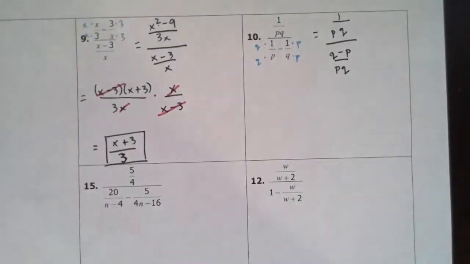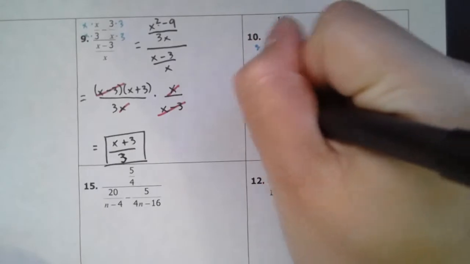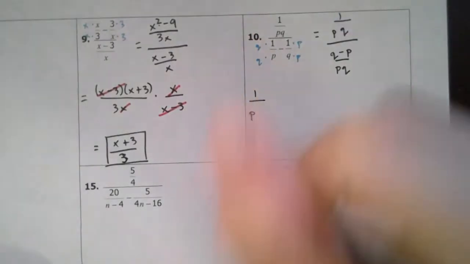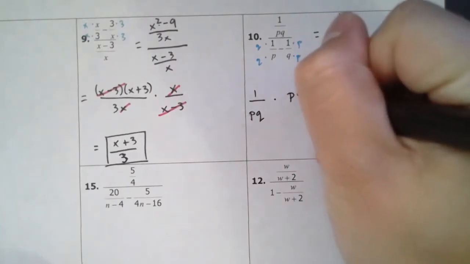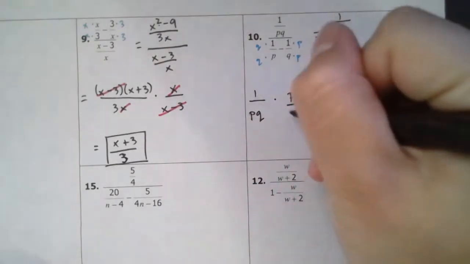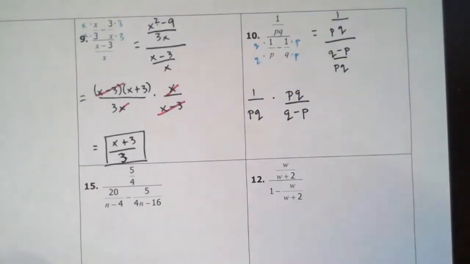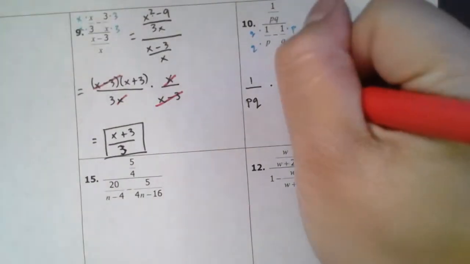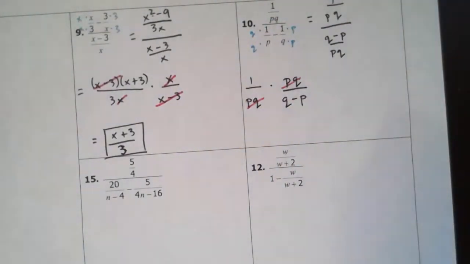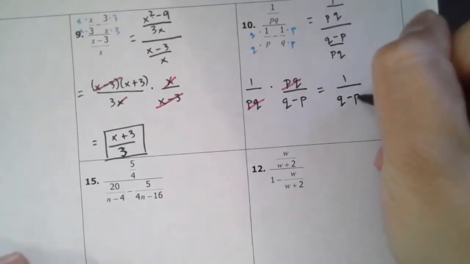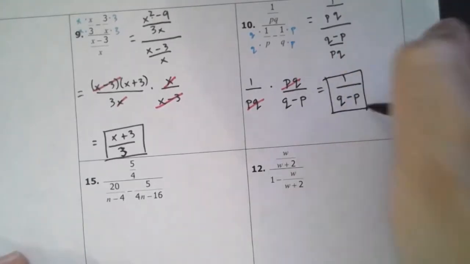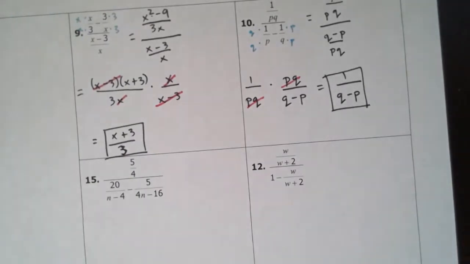Okay, now from here, I get 1 over pq times, take the reciprocal, p times q over q minus p, and then these cancel, and they're equal to 1 over q minus p. That's it. Number 15.